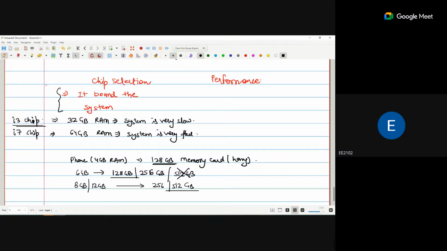Because it bounds to some limitation. They provide some limitation. If you use this chip, this is the maximum limitation. If you go with this chip, then this is the maximum. So chip selection is very important. Second is the performance. The performance will be decided by some parameters. One is the form factor, one is the stability, or we call it the durability. Third, power consumption.